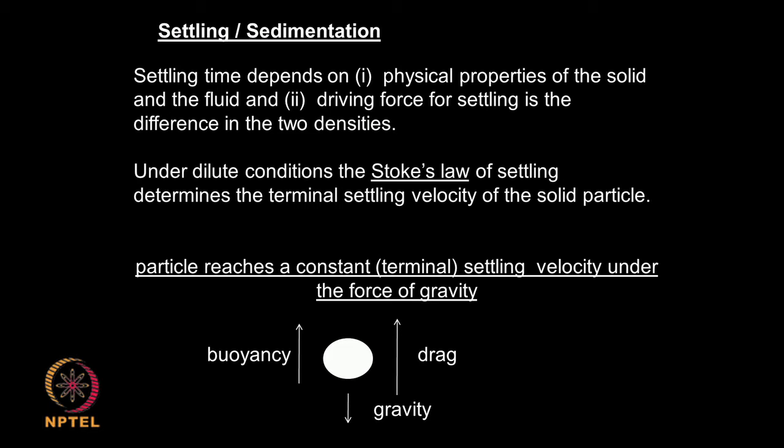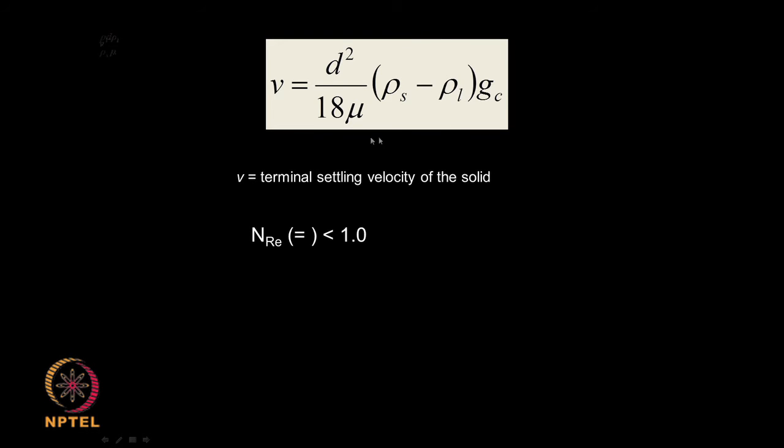If you balance all these together, you end up with an equation which determines the velocity at which the solid will move down. This is called the terminal settling velocity, which is just because of the gravitational force. So, you balance all these forces and you end up with an equation like this. The terminal settling velocity is proportional to d square, where d is the diameter of the solid, divided by mu, the viscosity, multiplied by rho s, the density of the solid, minus rho l, the density of the liquid, and then g, the gravitational acceleration. So, the terminal settling velocity depends upon the diameter of the solid.